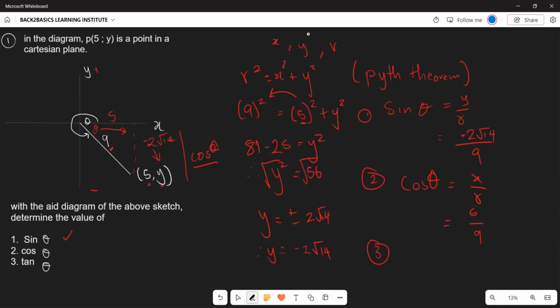So your number 3 is going to be like this. Now, what is going to be your tan of theta? Your tan of theta in terms of x, y, and r is given by what? It is given by y over x. And now, what is your value of y over x? Your value of y was negative 2 over root 14, divided by your value of x. Your value of x is 5. Right? Your value of x that you are given is 5. Are we together? So therefore, this is how you are going to solve that particular question.